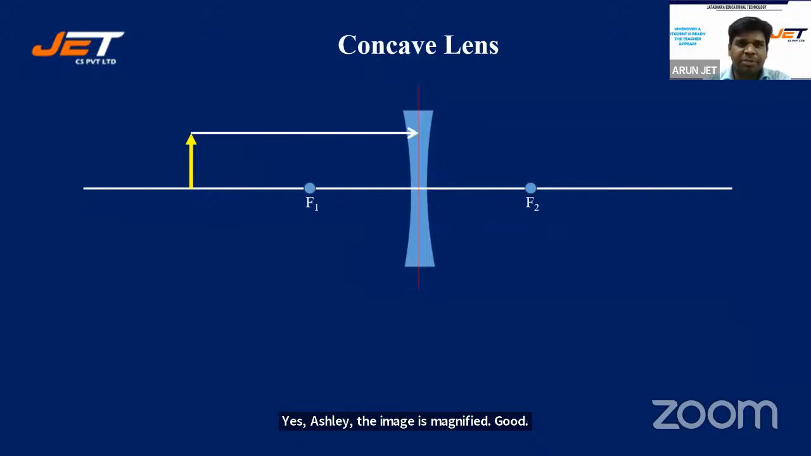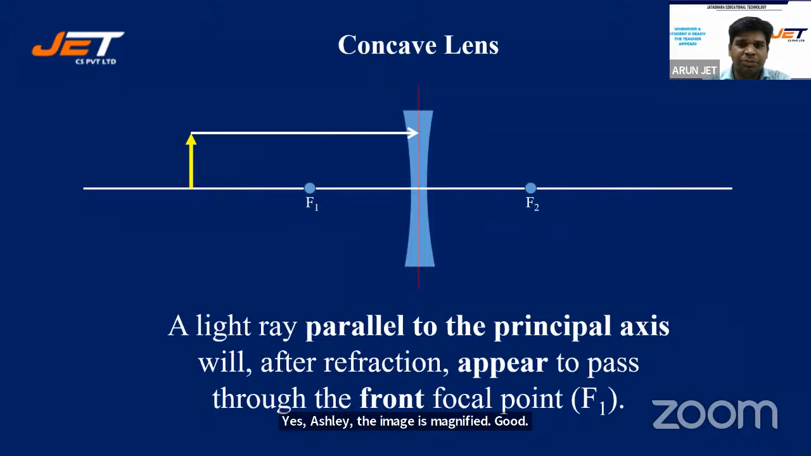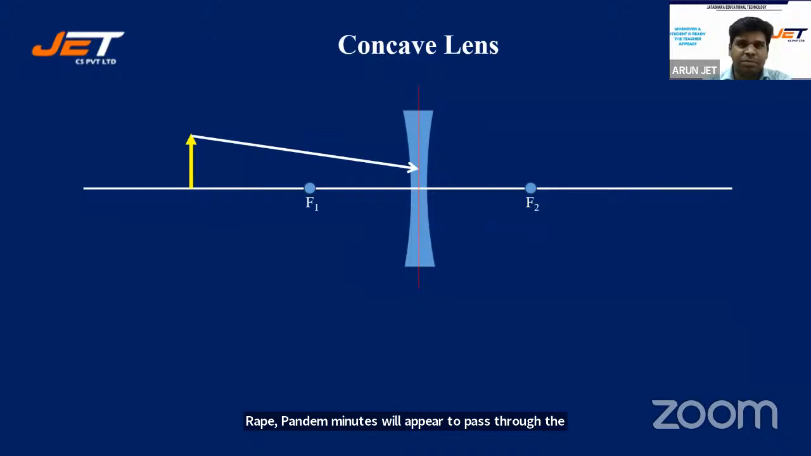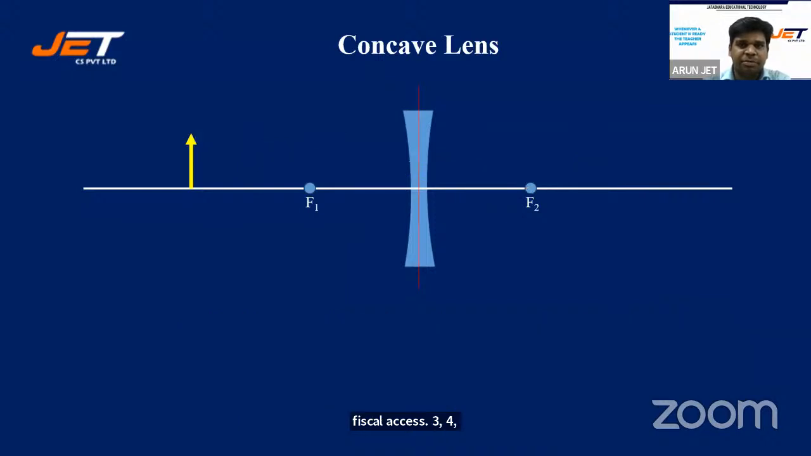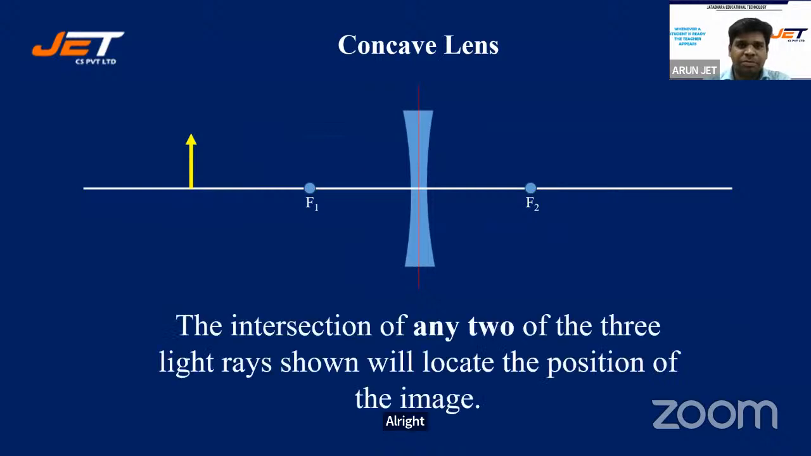A ray parallel to the principal axis will appear to pass through the front focal point. A ray targeted towards F2 will pass parallel to the principal axis. All right. The intersection of any two of these rays will give us the image formation.